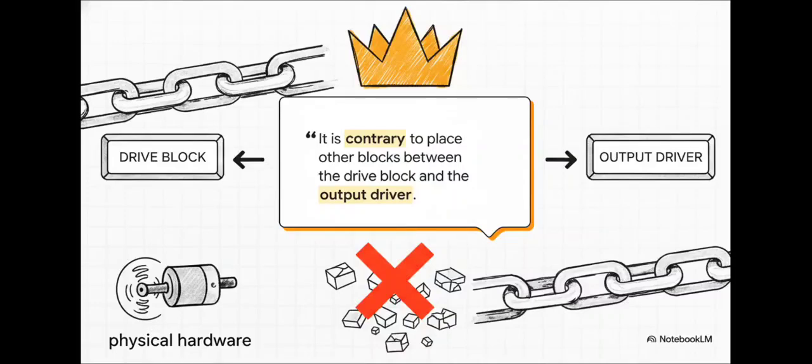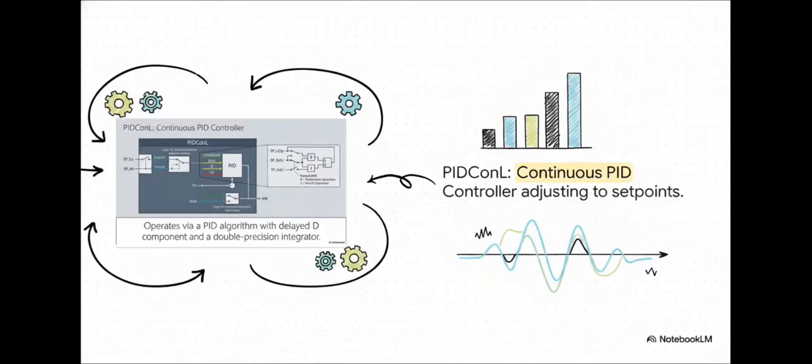Which brings us to an absolute, totally unshakable directive in this environment, the golden rule. It is contrary to the philosophy of PCS7 to place other blocks between the drive block and the output driver. Look, you do not mess with this rule. No way. It is an unbreakable engineering best practice, and it's there to guarantee direct, safe, and instantaneous control over the physical hardware.